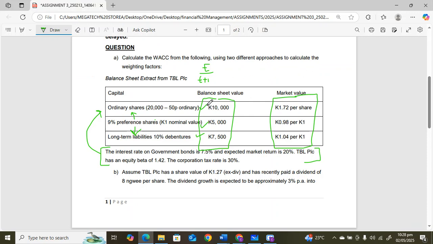Basically we just total up the total financing from the balance sheet values here. That is how we're going to get the weights. First we need to total up to get the total financing and get the weighting for each source of financing: ordinary shares, preference shares, and the debt.